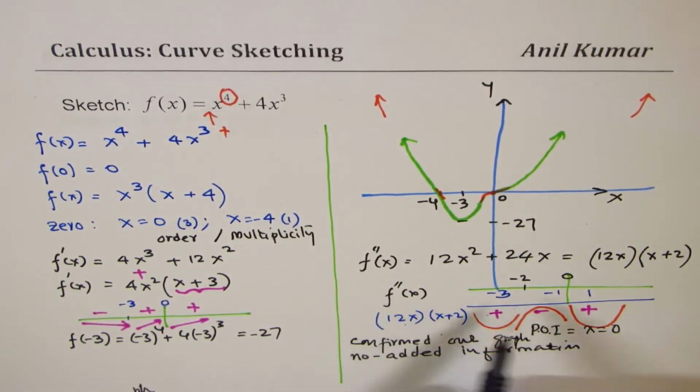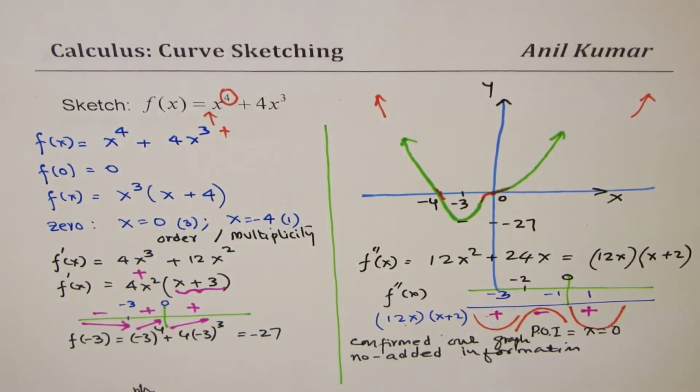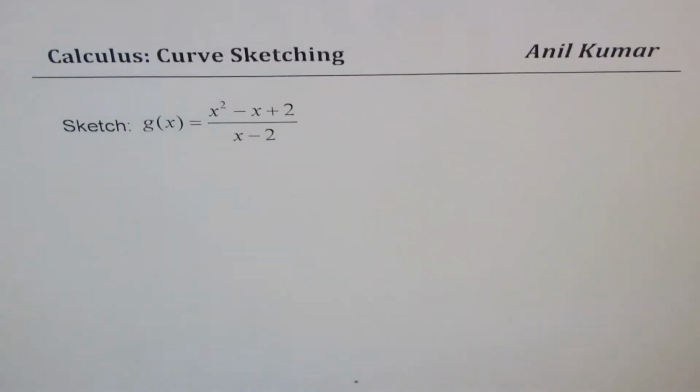The information which you got by analyzing the second derivative was already there when you had sketched the graph. So at times, if you have to cut upon the time, you could do this part. You could do away with this part. Does that make sense to you, right?